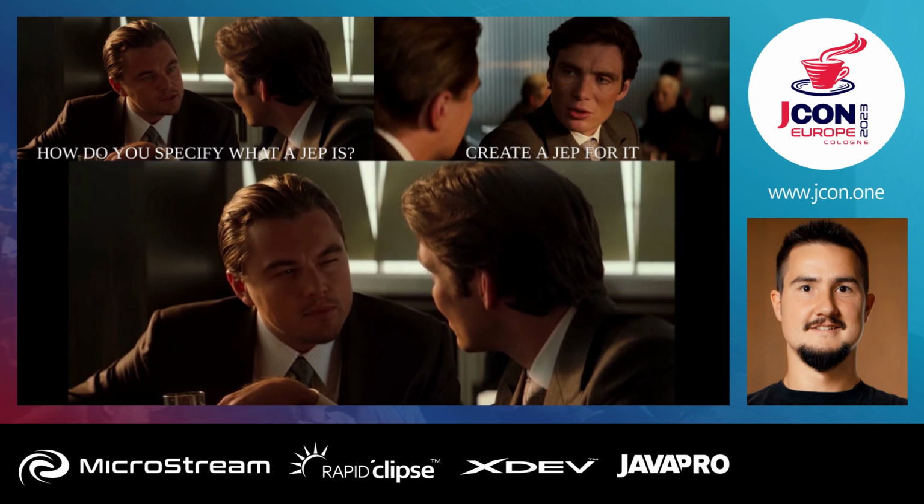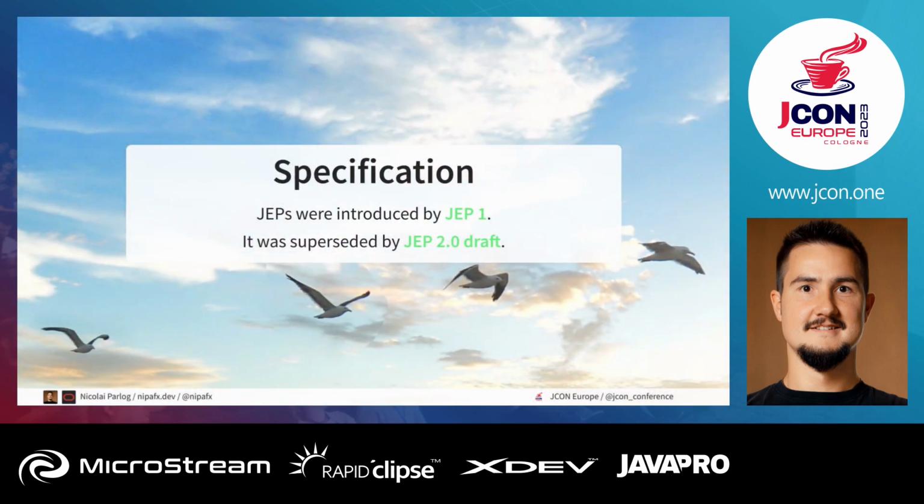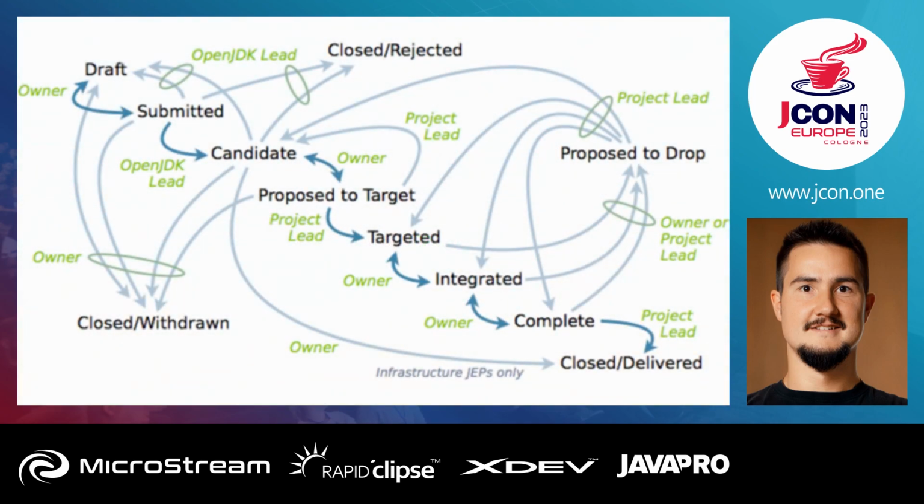Now, how do you define how a JEP works? Well, it's easy to define a JEP. You just write a JEP, right? And that's actually the case. So there's a JEP number 1 that defines how JEPs work. And there's a JEP 2.0 draft, which is just a draft. I'm not sure why, it's a bit weird. Don't ask me. But anyway, most of that is explained in the second one. And that contains this funny graph.